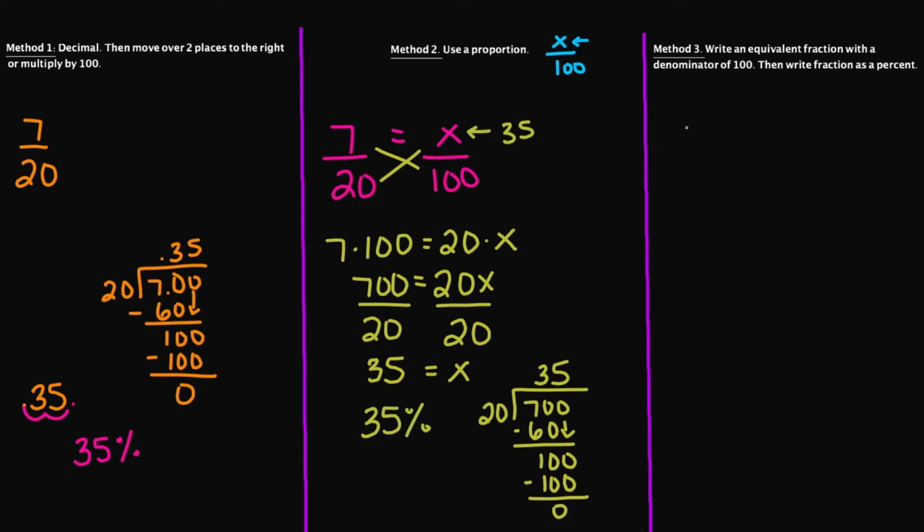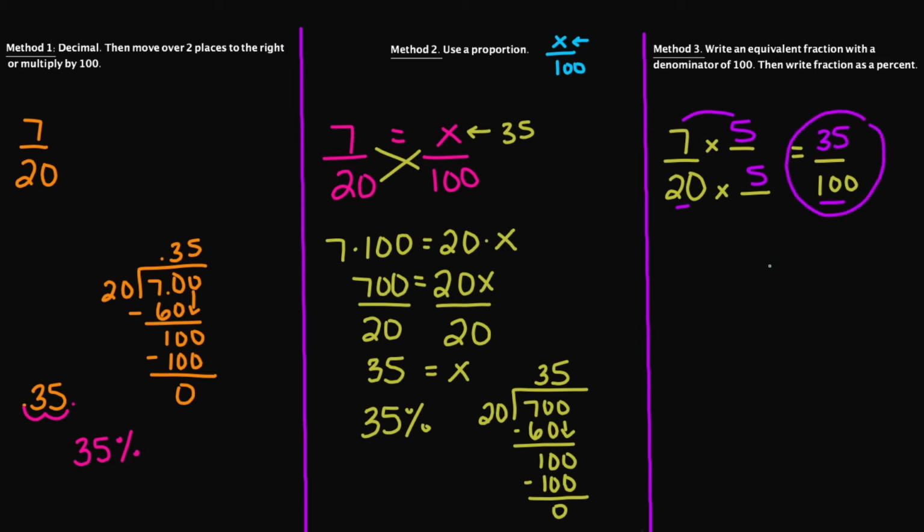All right, so now let's look at method 3, 7 over 20. What number times 20 is going to give us 100? And that's going to be the number 5. If I multiply the bottom by 5, I'm going to multiply the top by 5. So 7 times 5, this is going to be 35. And 35 over 100, this is the 35%.